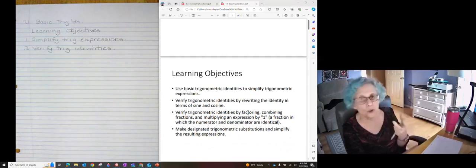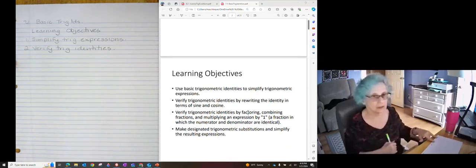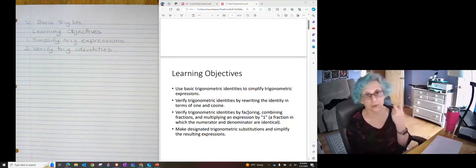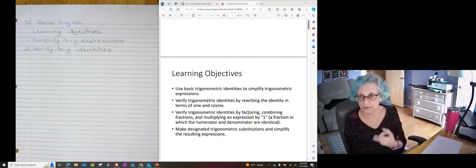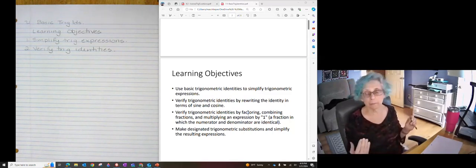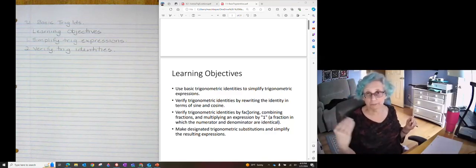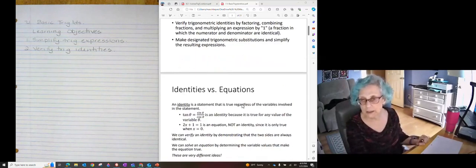Now, I have 4 learning objectives written here, but I kind of summarized them into 2 things. We're going to simplify trig expressions and verify trig identities. So use basic trig identities, verify trig identities by rewriting in terms of sine and cosine. Verify trig identities by factoring, combining fractions, multiplying an expression by 1, or making designated trig substitutions and simplify. So using algebra and these basic trig identities.